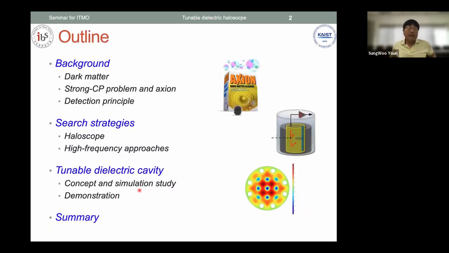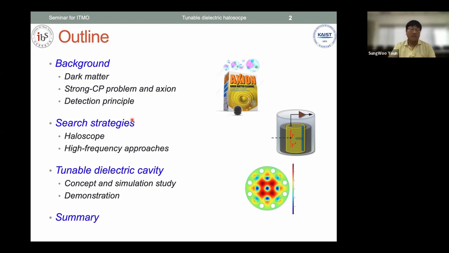This is the outline of my talk. I'm going to spend a good fraction of time talking about the basics: what is dark matter, what is the strong CP problem, how does the axion solve this issue, and what is the basic principle for the detection of axion dark matter. Basically, this is for students. I prepared some slides for students.